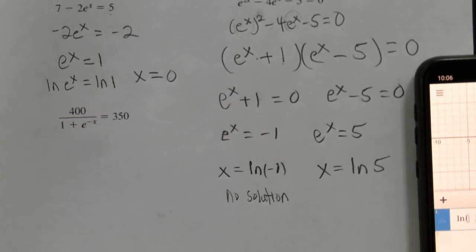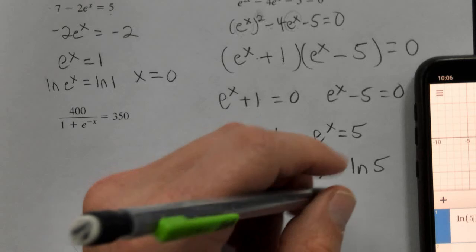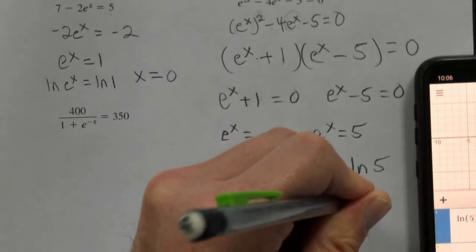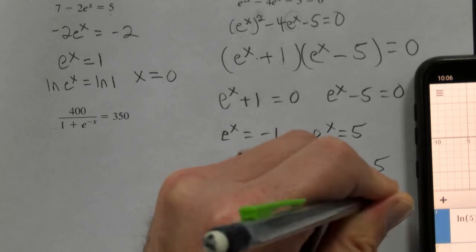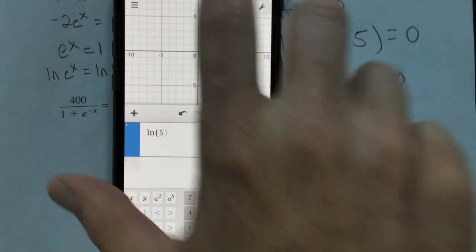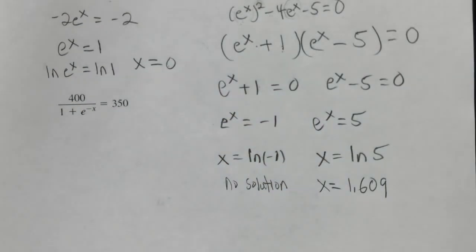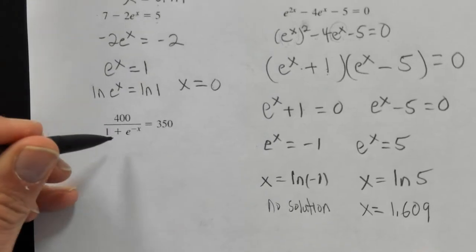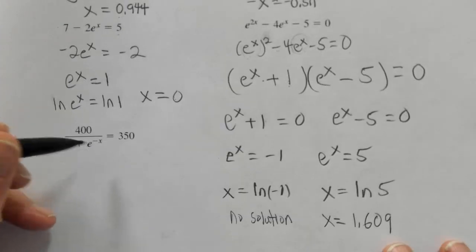It's going to be the natural log of 5, which is equal to 1.609. All right, so there you go. 1.609. That's the answer. We have one more that we need to do. And so on this next one, we've got 400 over 1 plus e to the negative x power equals 350.